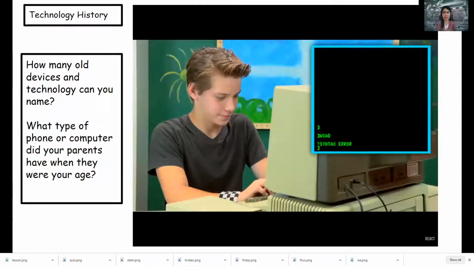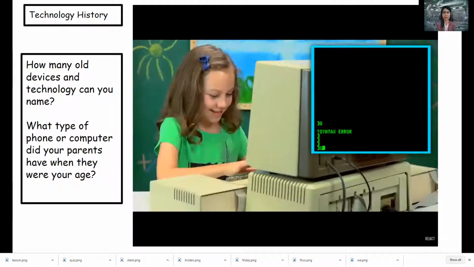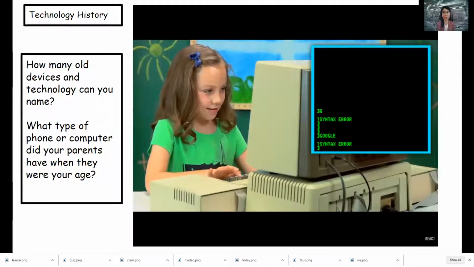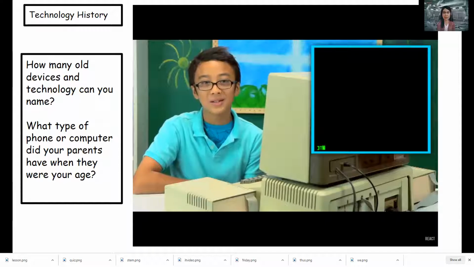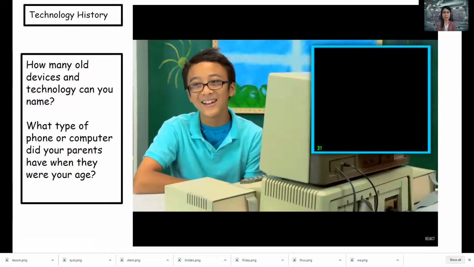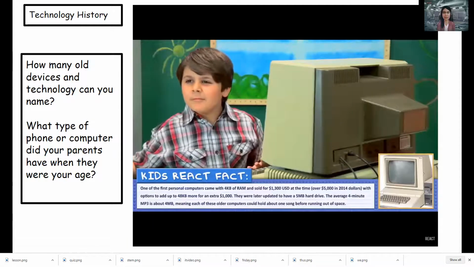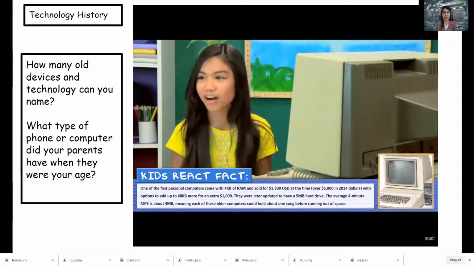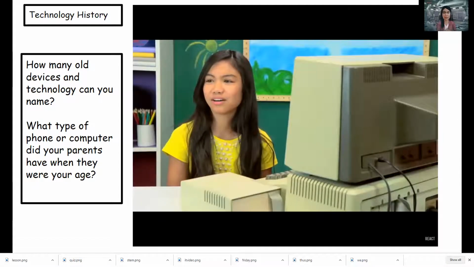How do you go on the internet? What? Pretty sure Timothy Berners-Lee didn't create it yet. There was no internet back then. What? How do you look up homework? You gotta go to the library. Who wants to do that?